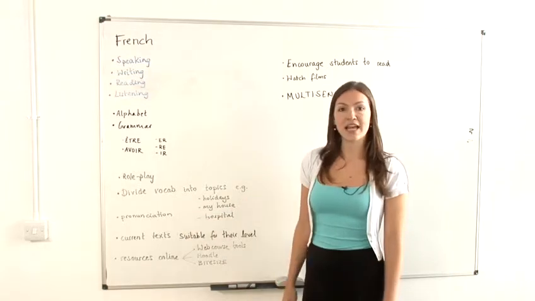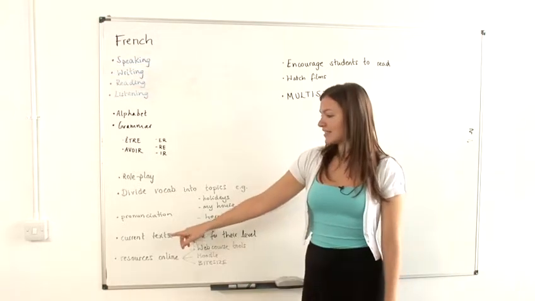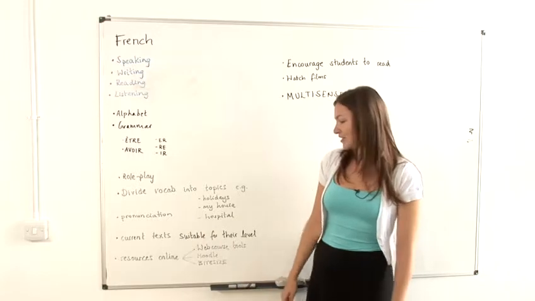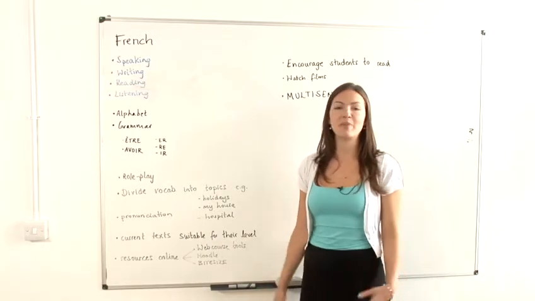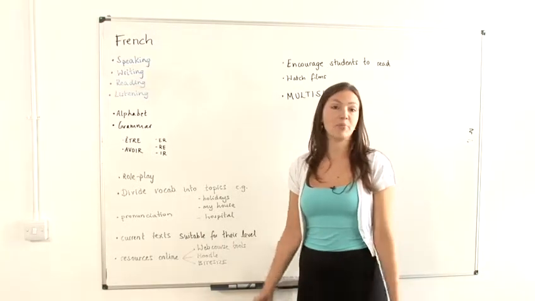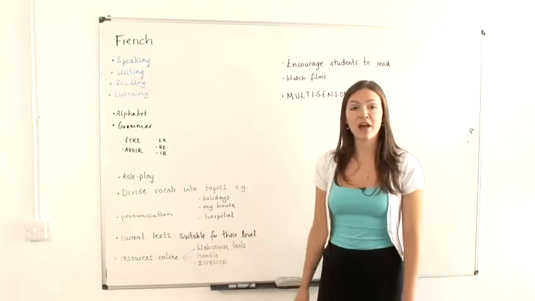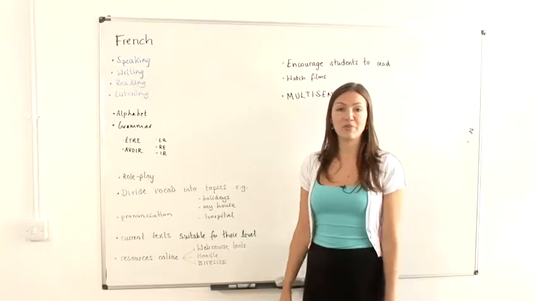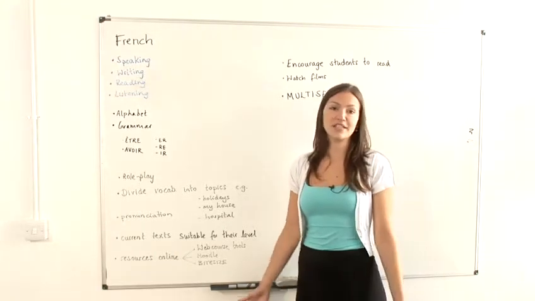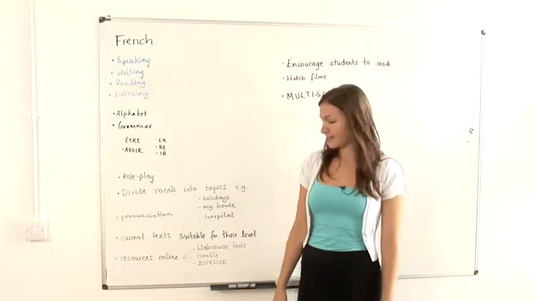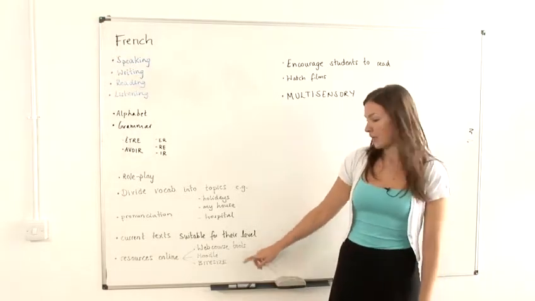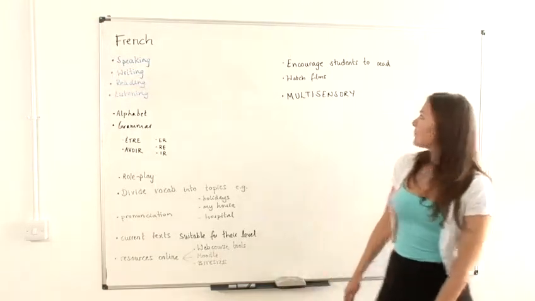You can practice pronunciation, and it's important that you find current texts that are suitable for their level, whether they be newspapers or magazines or literary texts. There are great resources online that students can use to improve their language and to find texts, and that teachers can use to find different texts. For example, web course tools, Moodle and Bitesize.